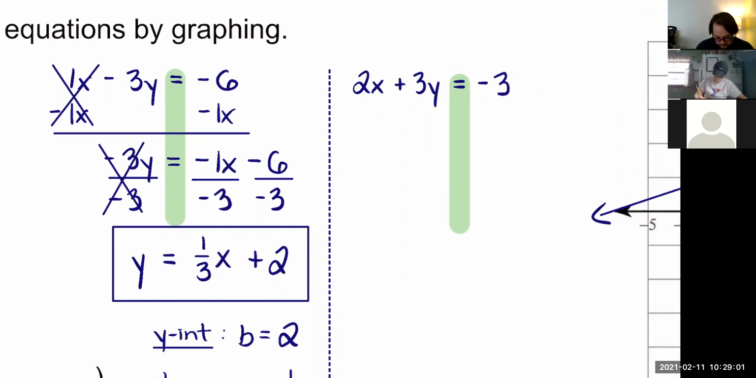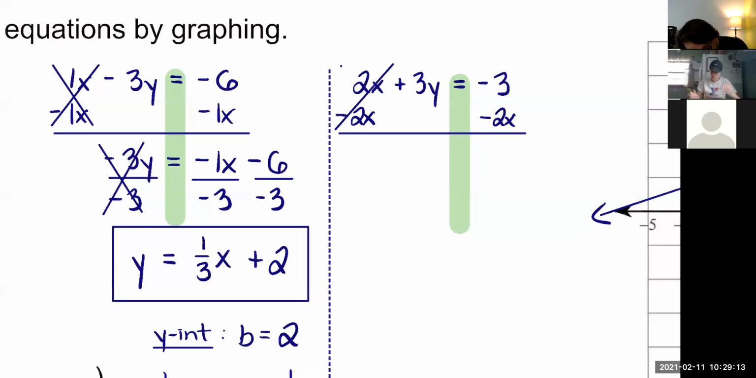Subtract the 2x from both sides. Subtract the 2x from both sides, okay. So minus 2x on both sides. Let's see what that does for us here. On the left, 2x minus 2x is 0x, or just 0, which is why we're allowed to hide it now, leaving just 3y on the left-hand side. Drop down my equal sign.